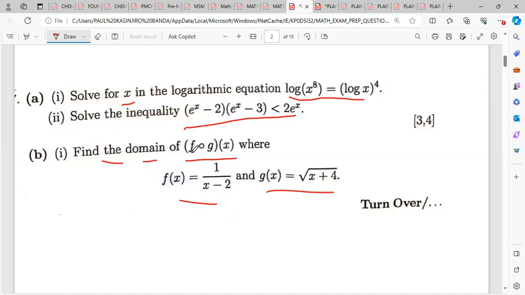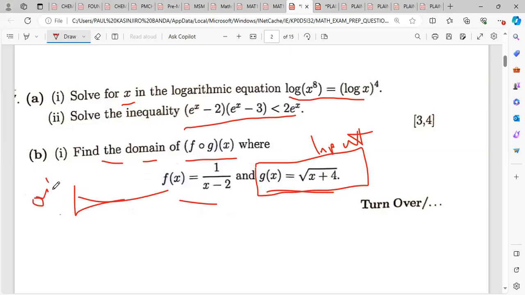So which one is our input function and which one is our output function? Since we're inserting g into f, it means our g there is our input function, and f is our output function. So when you're finding the domain of a composite function, always make sure that you also know the domain for the input function. So we first have to find the domain of this guy here, which is the input function in this case, and then this guy there is the output function.